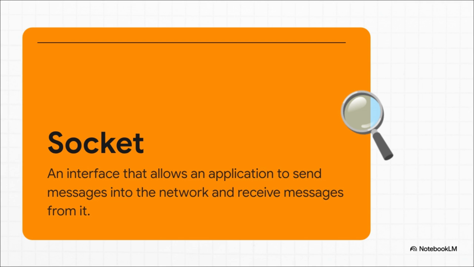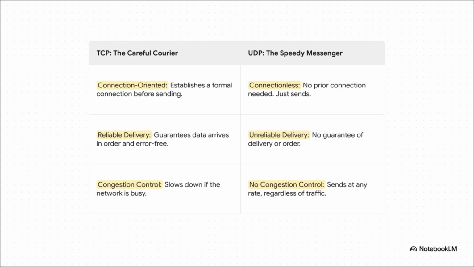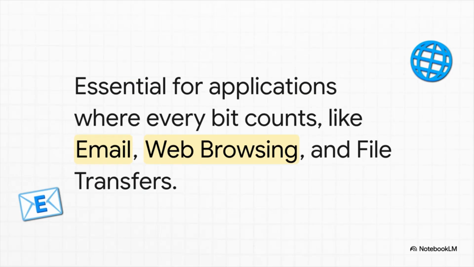But before that message goes anywhere, the app has to make a really, really important choice. It has to choose a delivery service. You see, the internet gives you two main options, and honestly, they couldn't be more different in how they operate. On one side, you've got TCP. Think of this as the premium, super careful courier. It establishes a connection first, it guarantees every single piece arrives safely and in the right order, and it even slows down if the network gets jammed up. And then you've got UDP. This is the speedy messenger. No connection, no guarantees, just pure, unadulterated speed. It just throws the data out there and hopes for the best. So it really just comes down to picking the right tool for the right job.